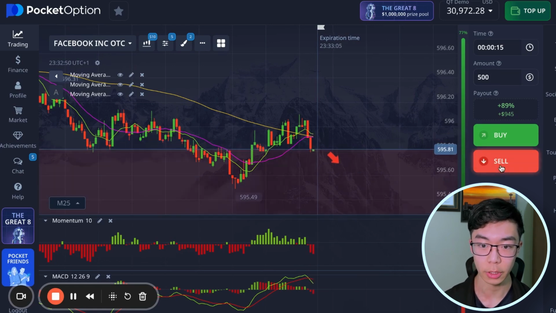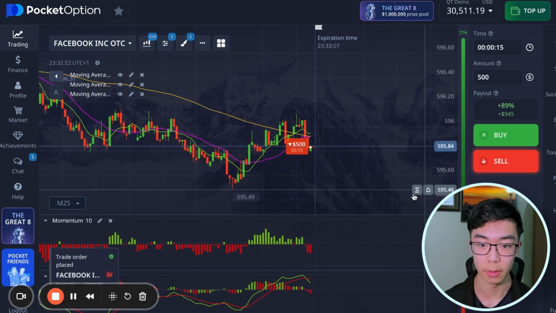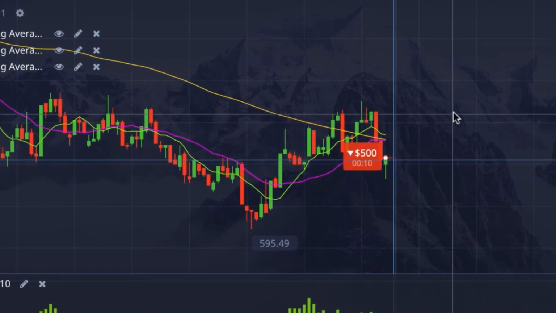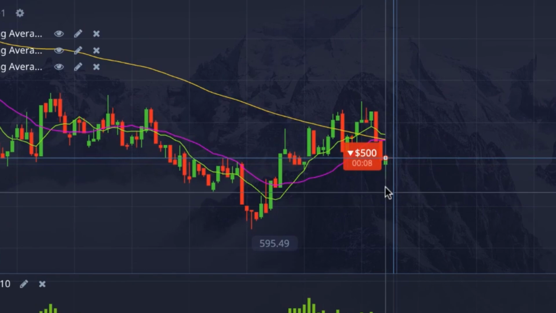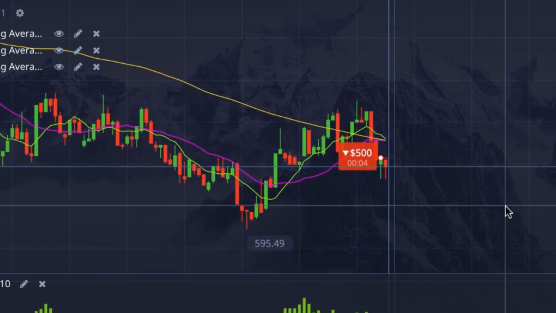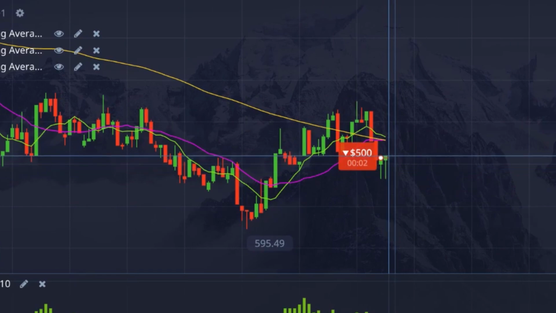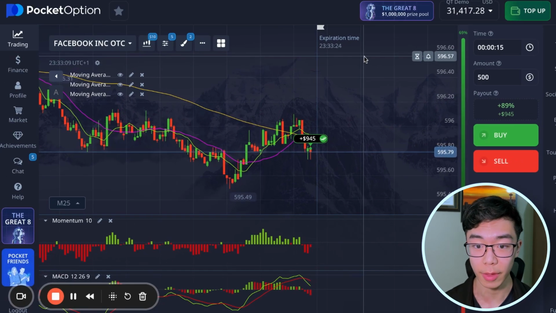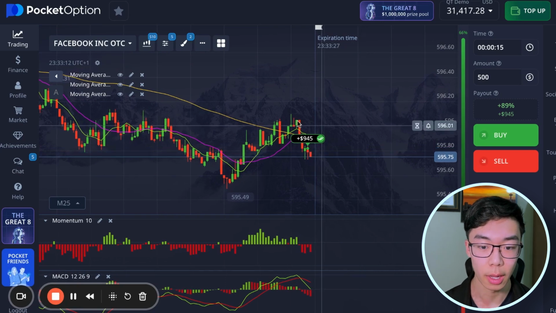So right here, we're actually going to be doing a sell, okay? And the reason we're doing that is because there is a crossover right here, and there is a crossover that's happening right here as well, okay? So that's the reason why we're doing that. We're doing that with $500. We're going to see it pass it through, and it did. That was the first profit of the day, massive profit there.